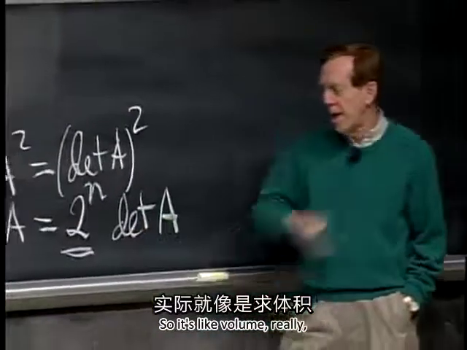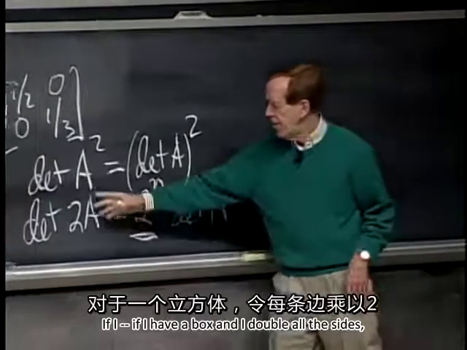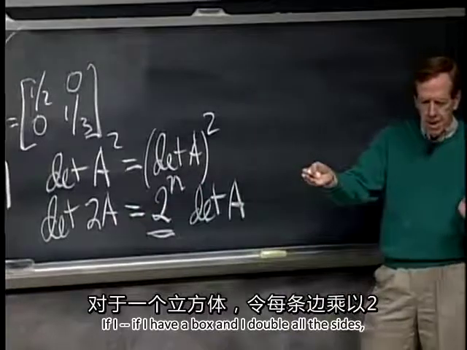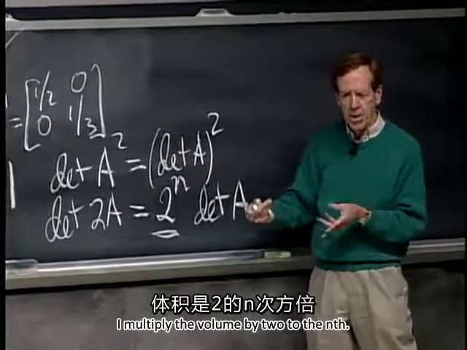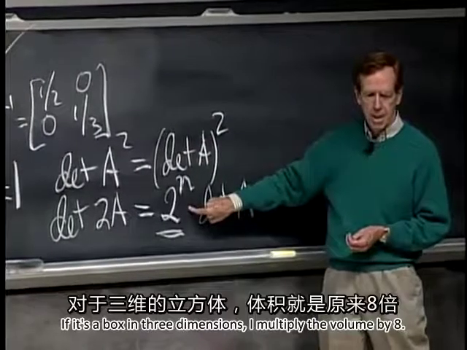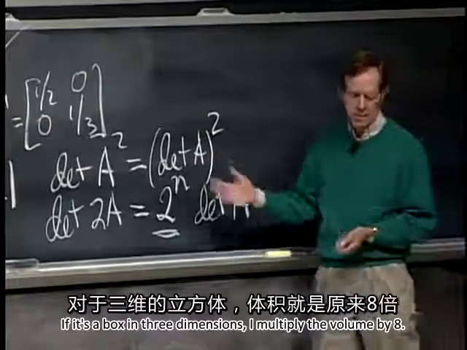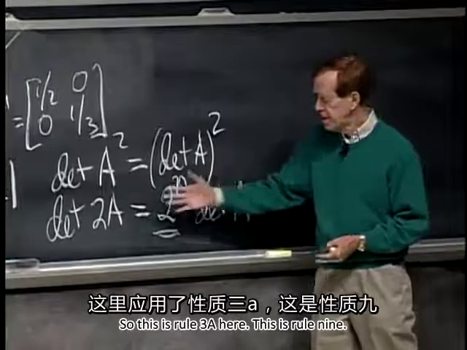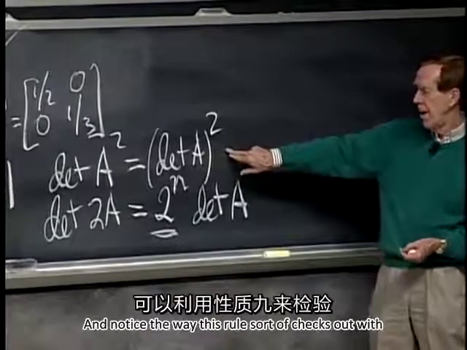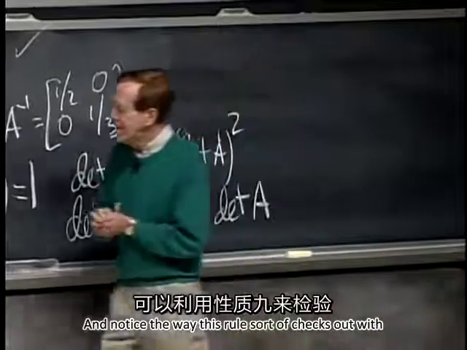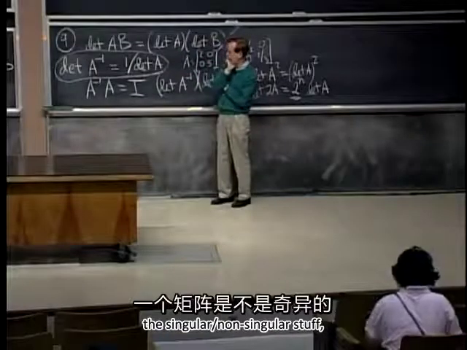It's like volume, really, and that's one of the great applications of determinants. If I have a box and I double all the sides, I multiply the volume by 2 to the nth. If it's a box in 3 dimensions, I've multiplied the volume by 8. And this is rule 3a here. This is rule 9.